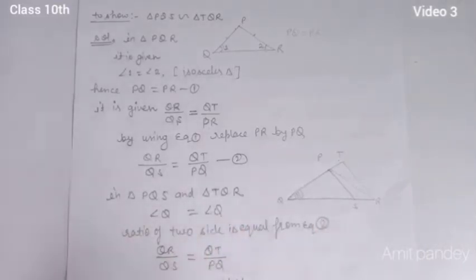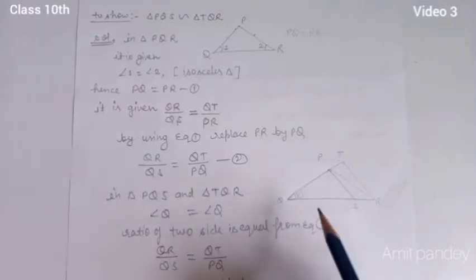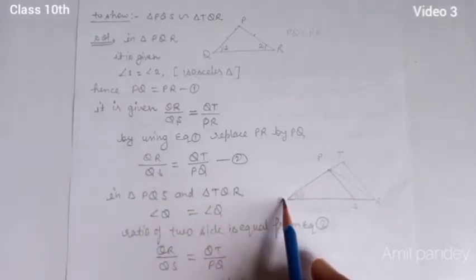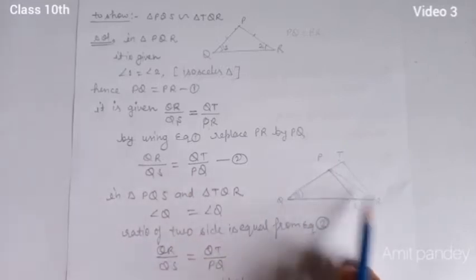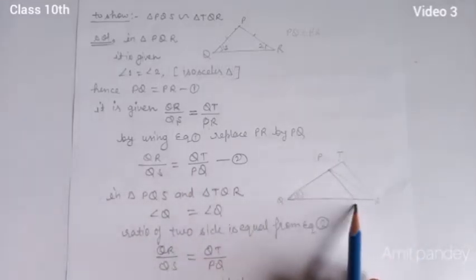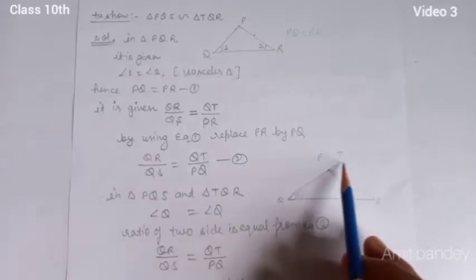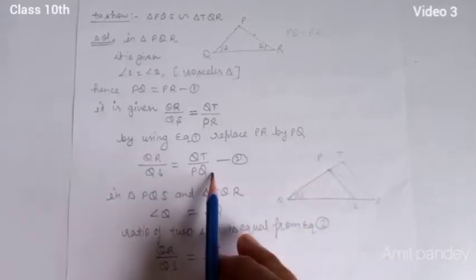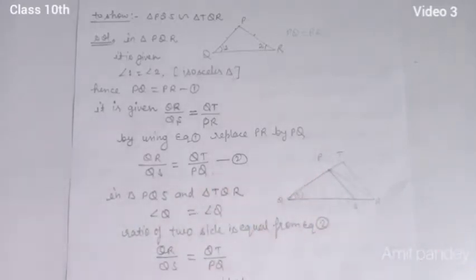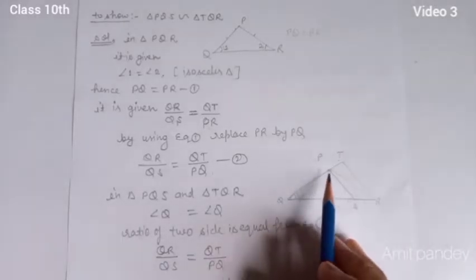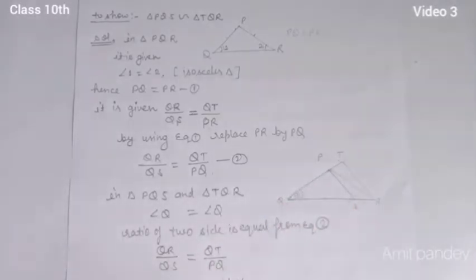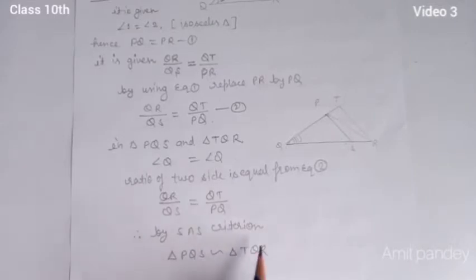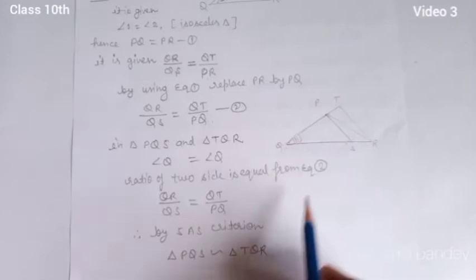Now check the ratio QR upon QS. Here the ratio of these two sides is equal, and QT upon QP, yes, it is also equal. So we need two sides in proportion and the included angle for the triangles to be similar. So by SAS criteria, triangle PQS is similar to TQR.